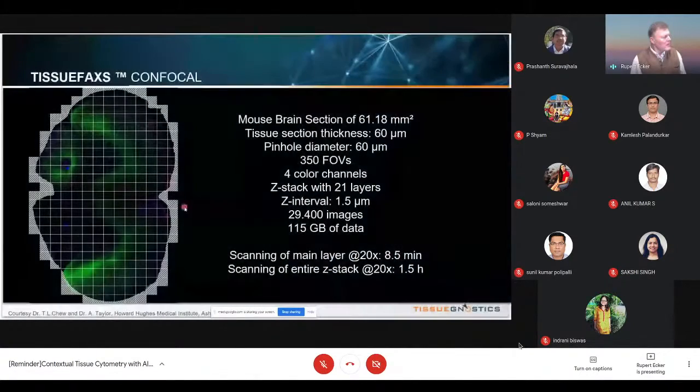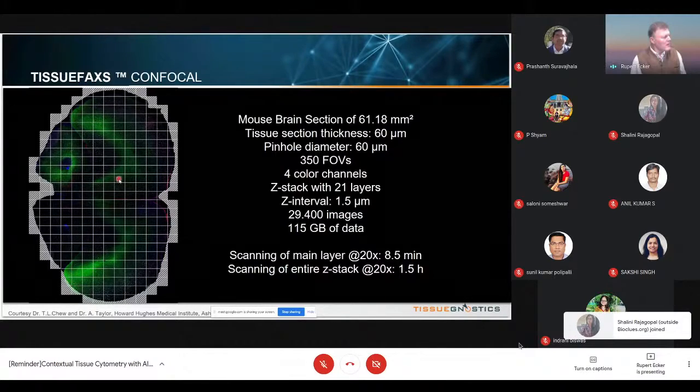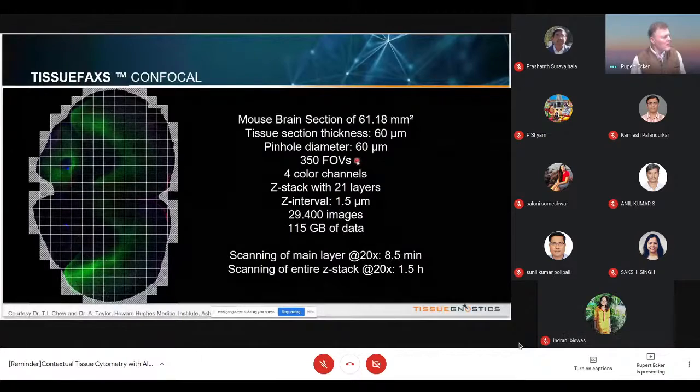We see here an example of a mouse brain section. So this is a section through an entire mouse brain. This is an example we received from Janelia Farm Research Campus of the Howard Hughes Medical Institute in USA. The individual rectangles that you see here are the individual fields of view acquired using a 20x objective lens. In order to acquire the entire sample, 350 fields of view had to be scanned.